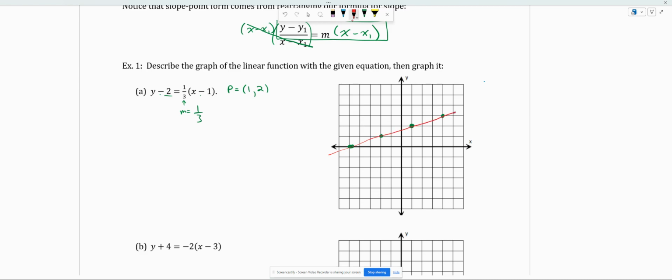It's a really similar process. When it's in slope point form, we find our point, P is equal to 1 and 2. This came from here, that's our x1, and here's our y1 right there. So plot our point and then use our slope to get more points.